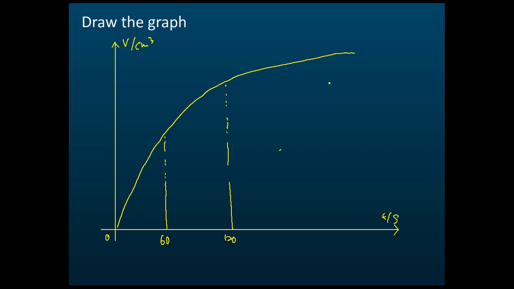Now the first question they ask you is, find the rate of reactions at 1 minute, and B, in the first minute.